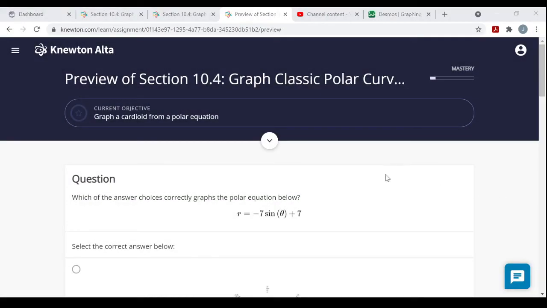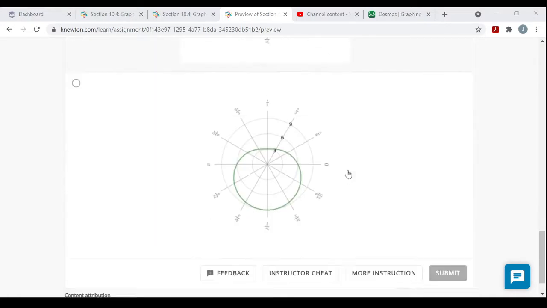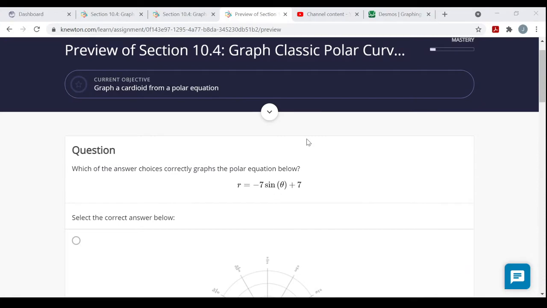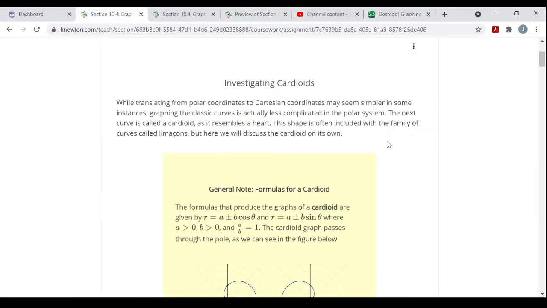And cardioid, like cardio, heart, is kind of like a heart-shaped graph. You'll see when we take a look at some. Again, if you want to see more about the topic, click on more instruction at the bottom of the question, look at their videos, their notes, their examples, and hopefully those help you. I'll show you some of those notes here.